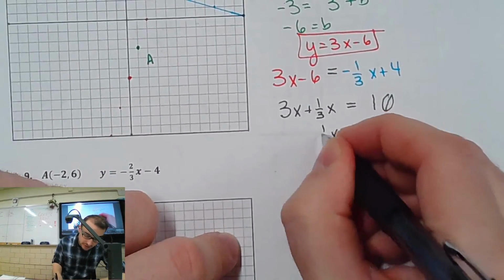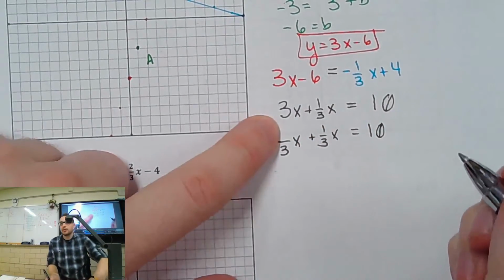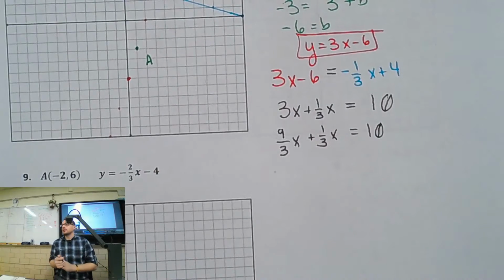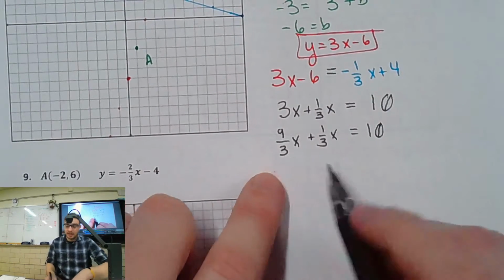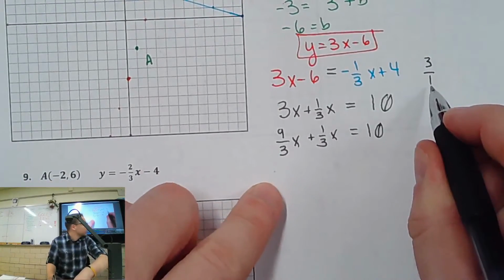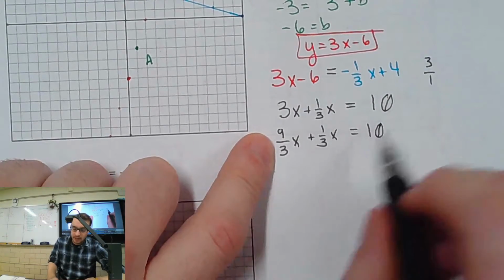The question is, how many thirds are in the number 3? 9 thirds. Because 9 divided by 3 is 3, right? Another way you can think of it is 3 over 1, and I need to make that a 3 on the bottom, right? So I multiply the top by 3. That's how we get a common denominator.